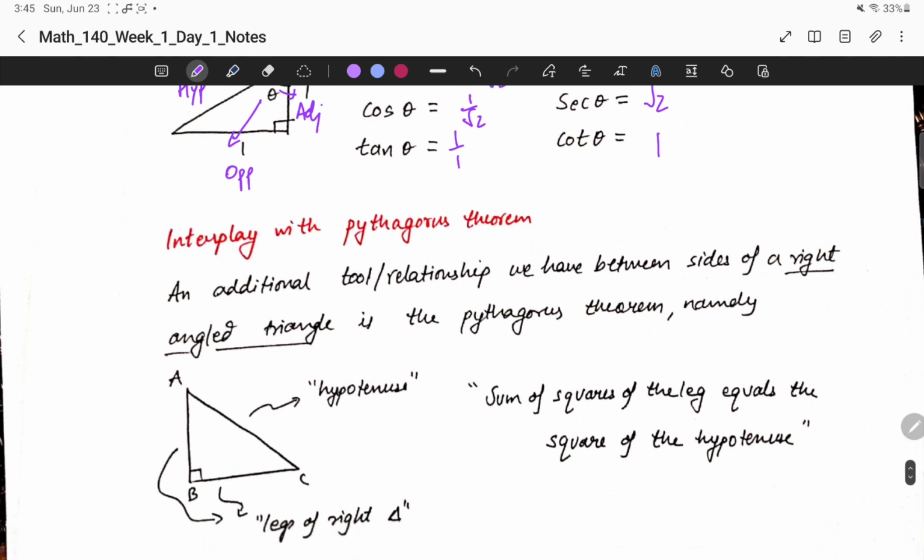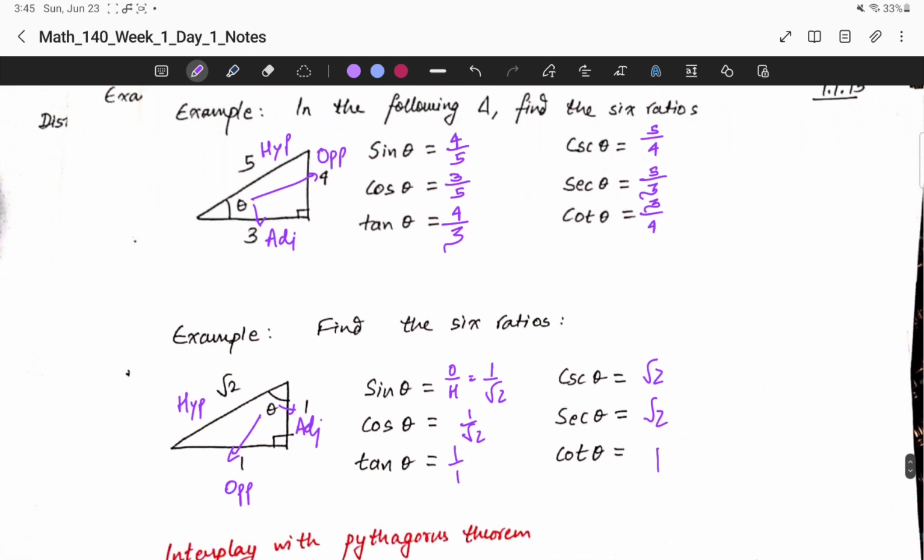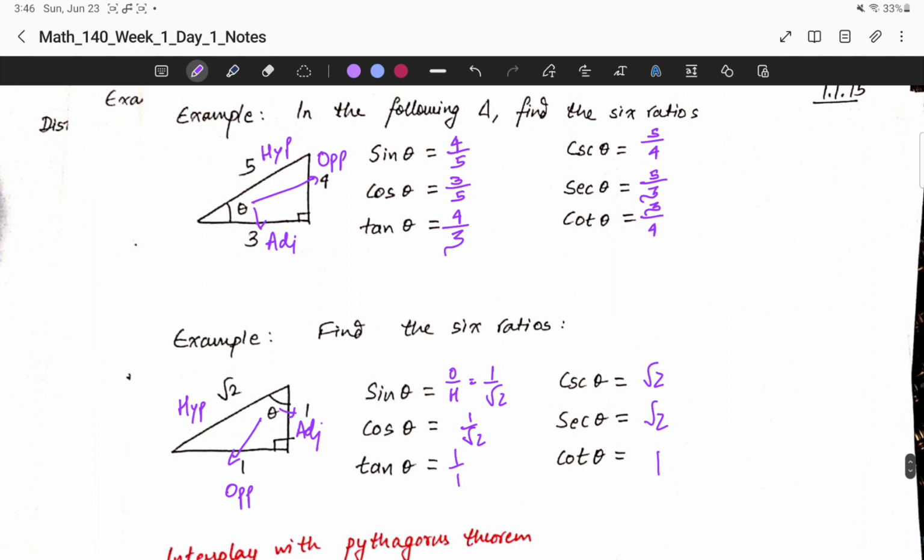Now in this case, these ratios would come out the same even if you consider this angle. Why? Because these two sides are same. It's an isosceles triangle, so these angles are also same. Okay, next video we're going to look at an interplay with Pythagoras.